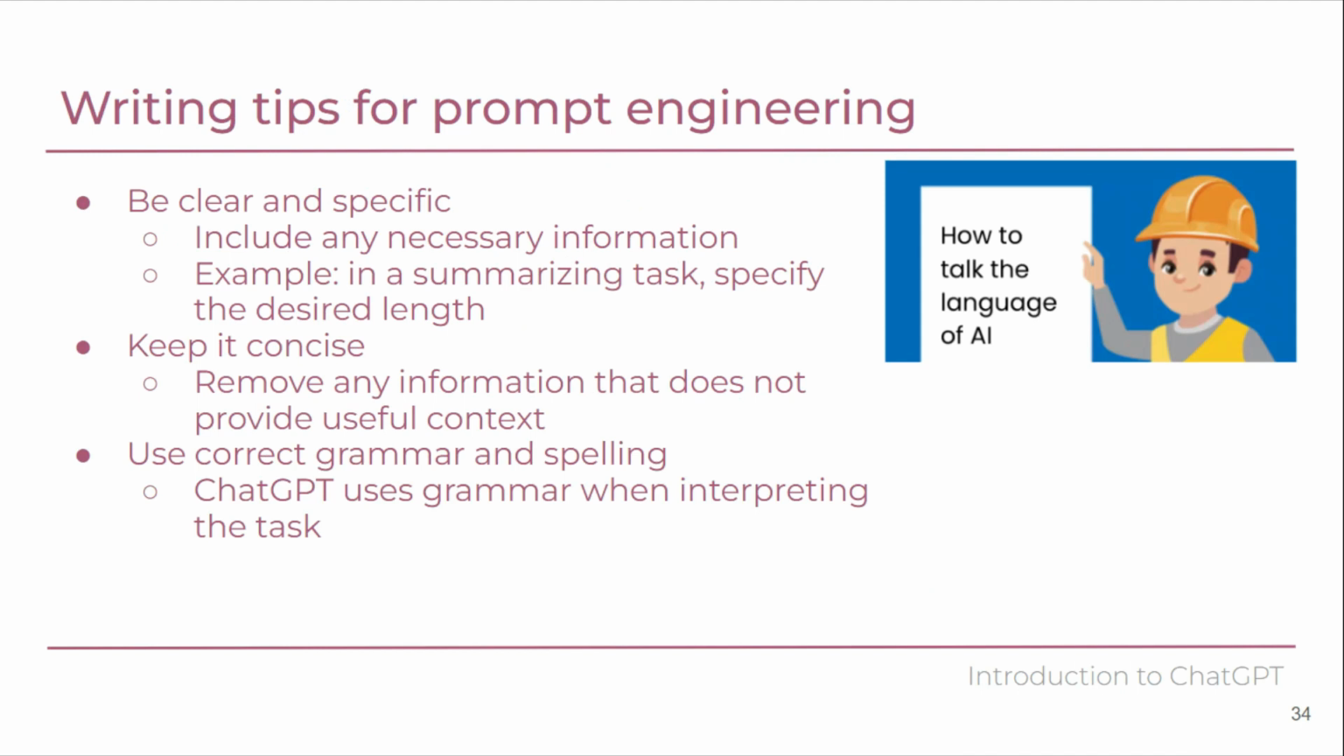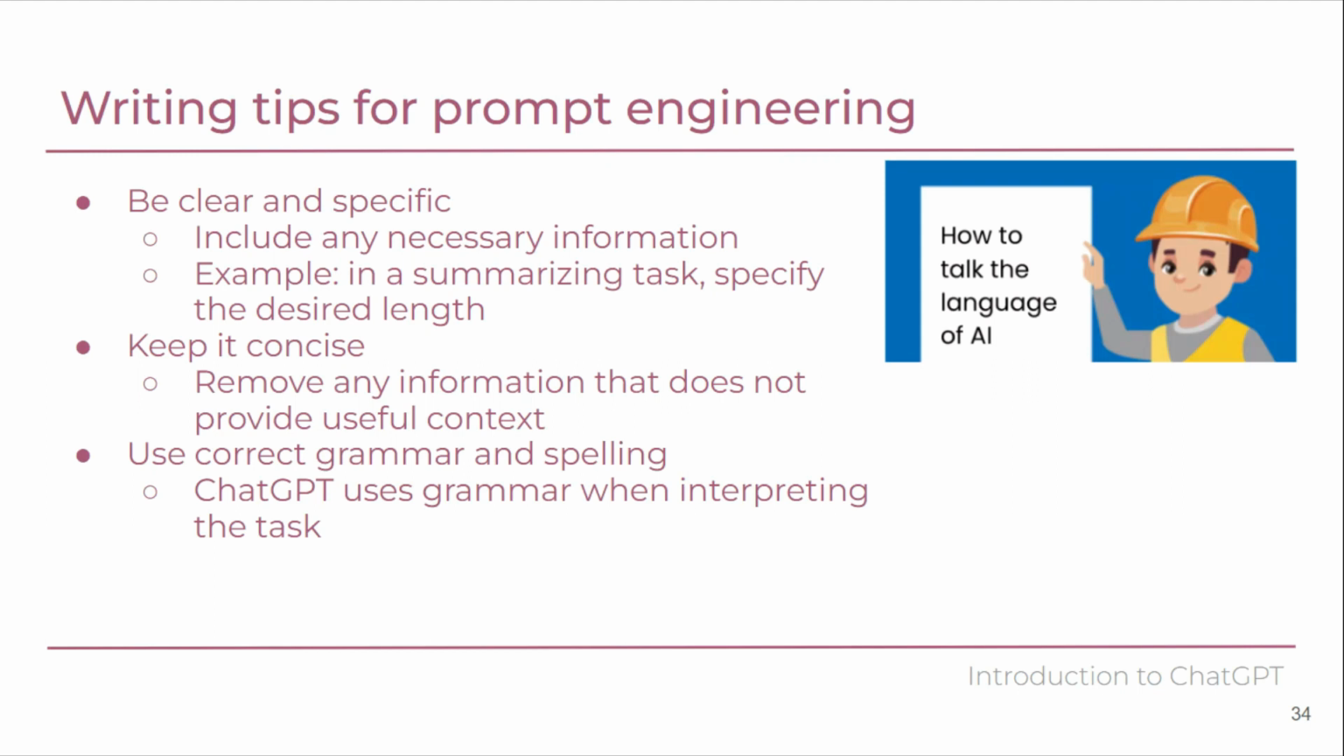This sounds like common sense, but we need to ensure that the prompt contains all of the necessary context to create the desired response. One common ChatGPT use case is asking it to summarize a passage of text. In the prompt, we should specify roughly how long we want the resulting summary to be: one page, one paragraph, or even one sentence. Second, keep prompts concise.